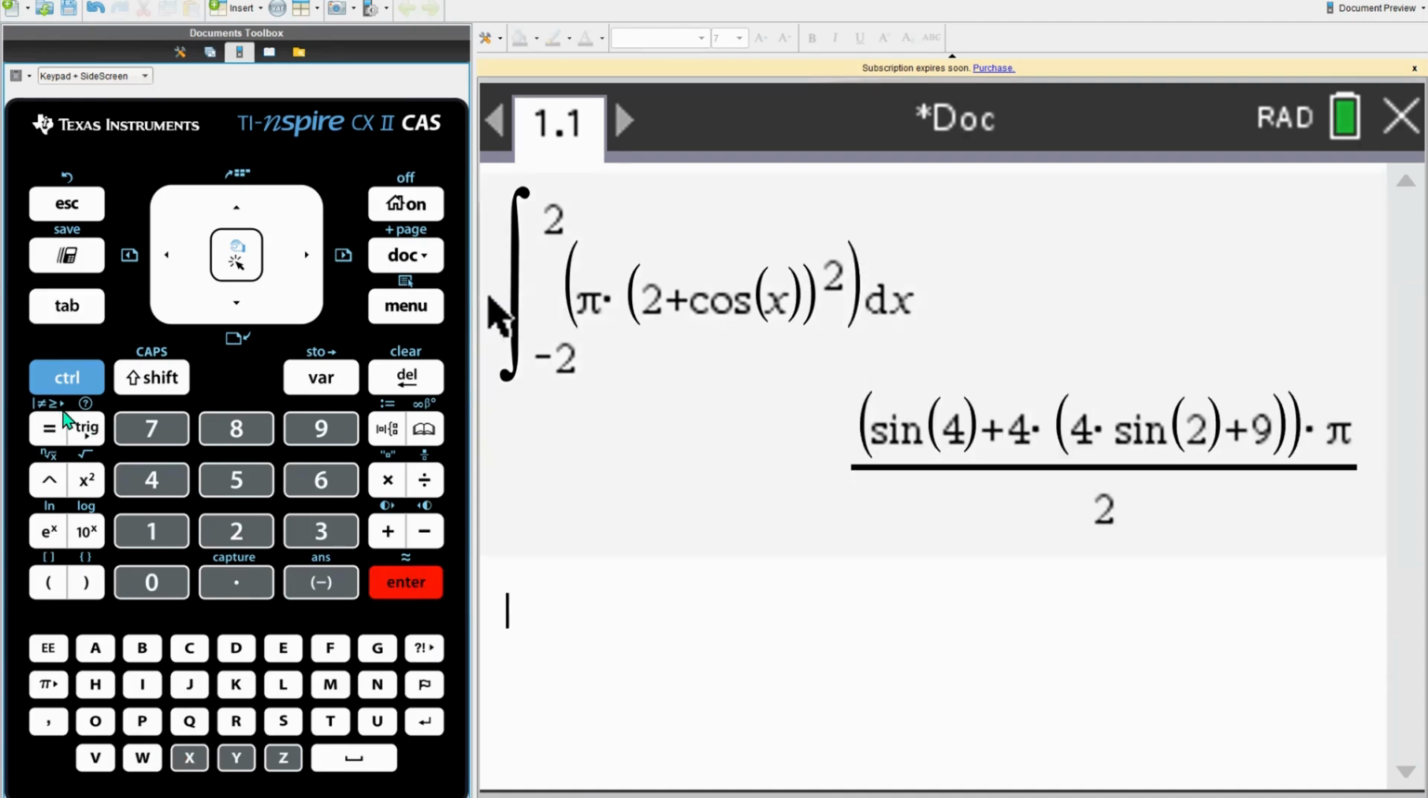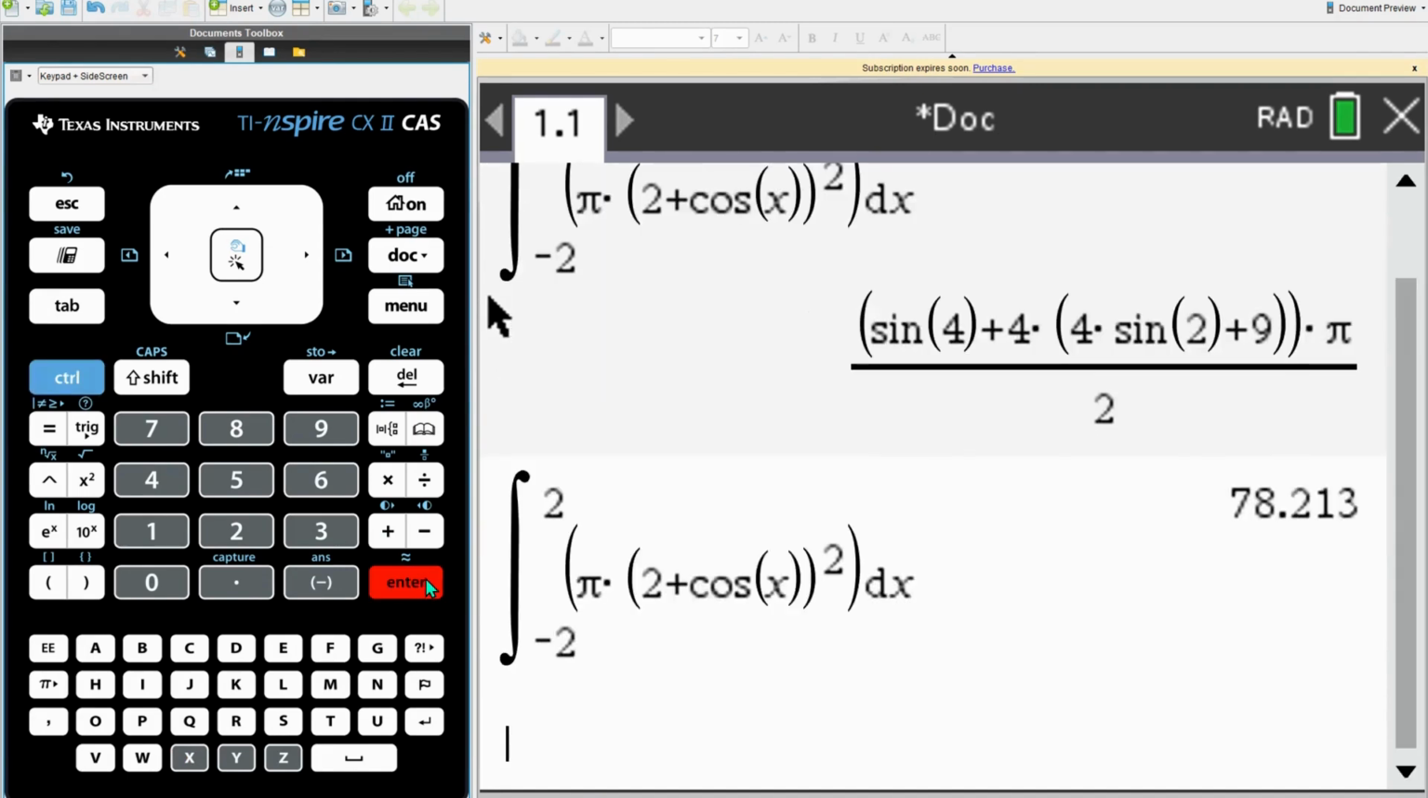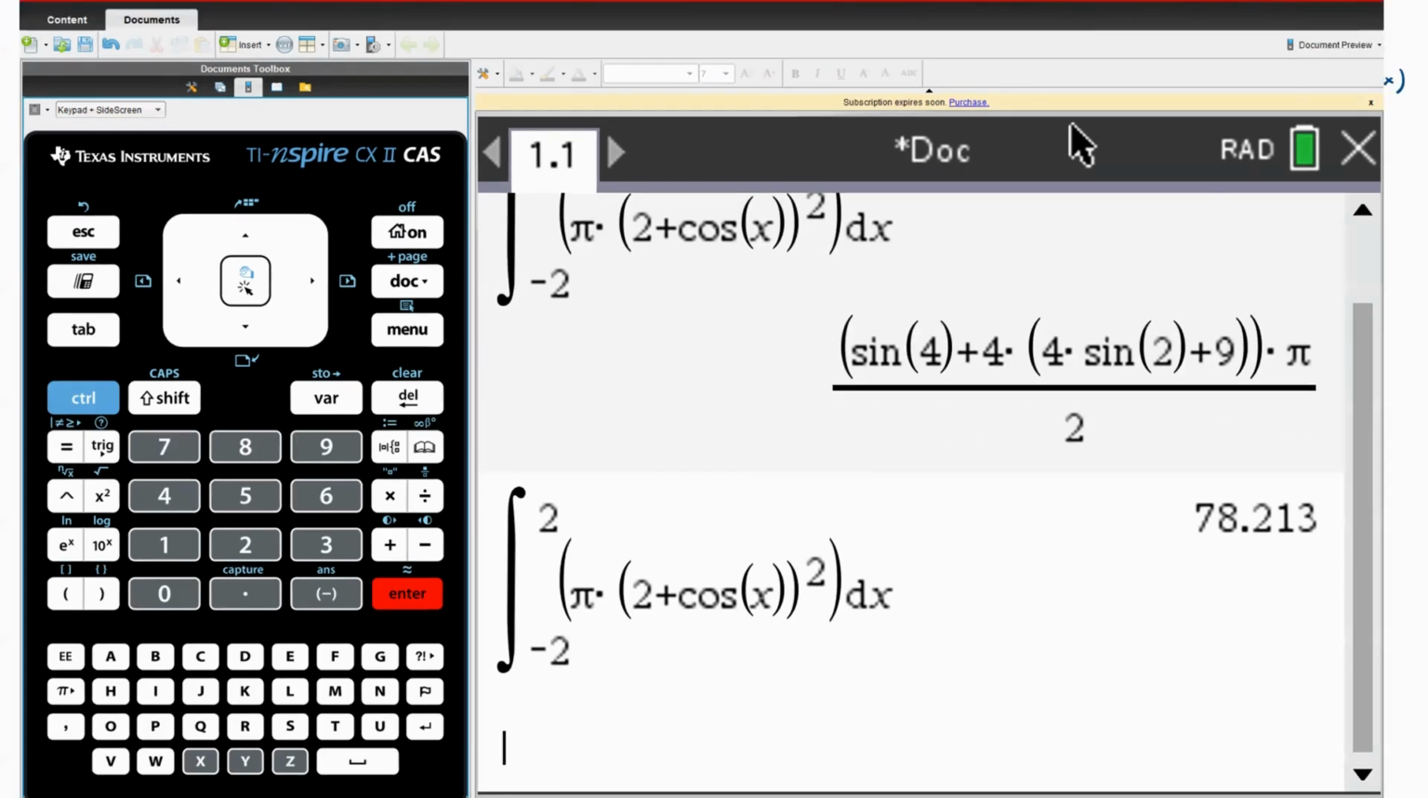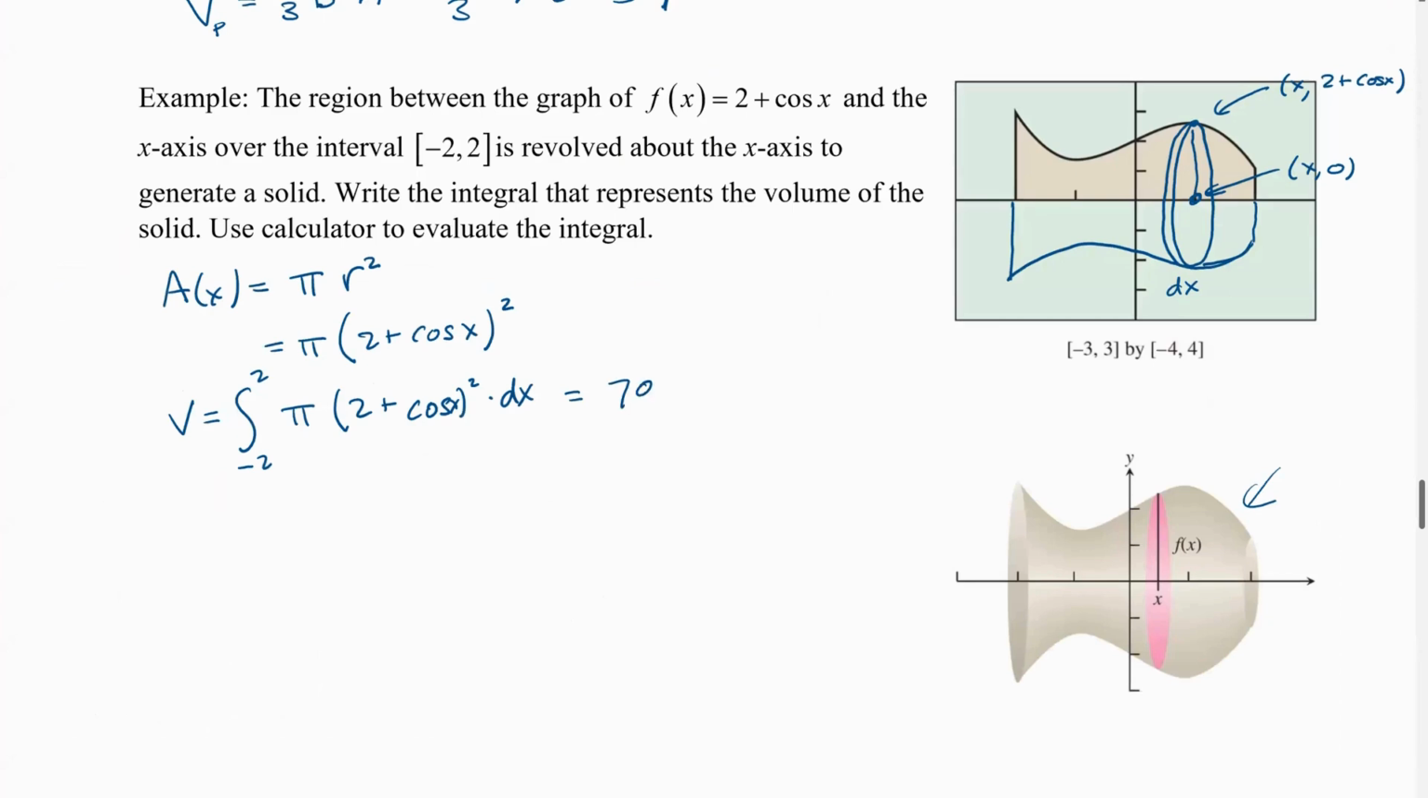We get a crazy value out. We probably just want the decimal version of that, 78.213. So we would say that this is equal to 78.213. Now, we are not told of any units here. We're not told if this is in inches or meters or centimeters, so we'll leave it there. If there was a unit given, we should give a unit back in terms of that volume.